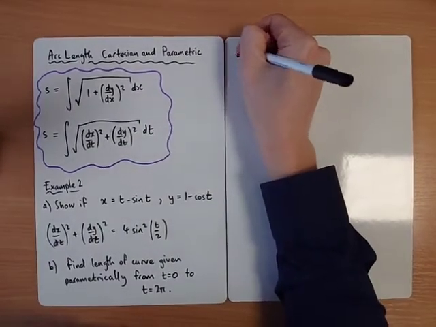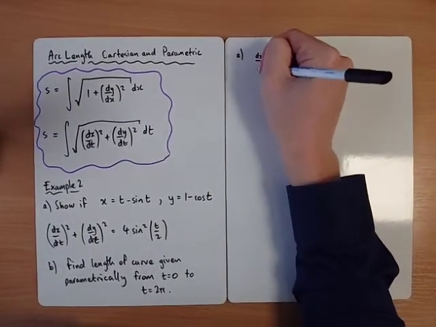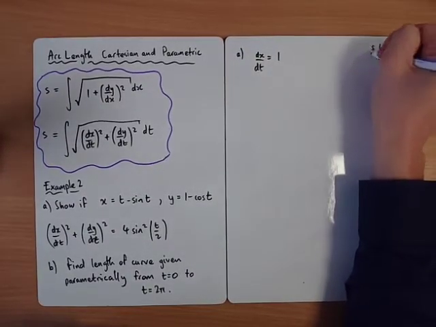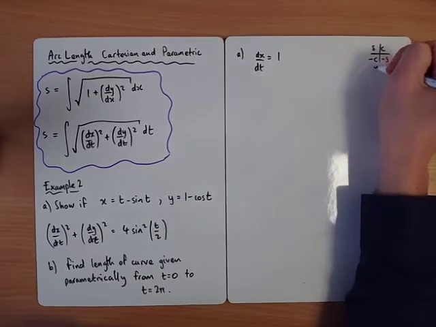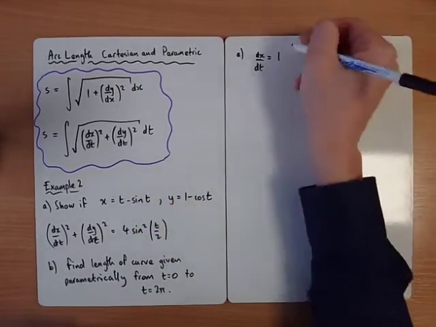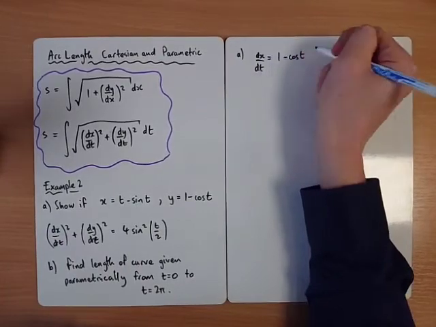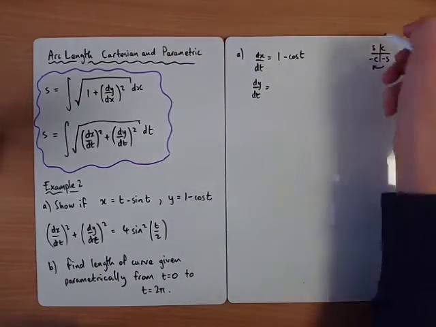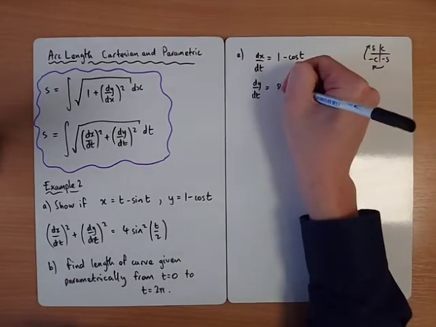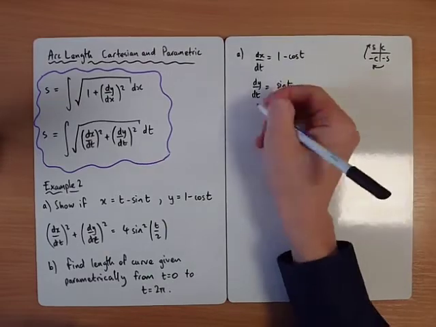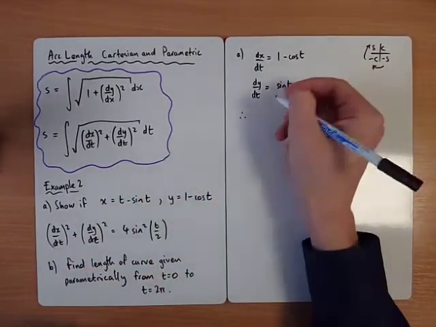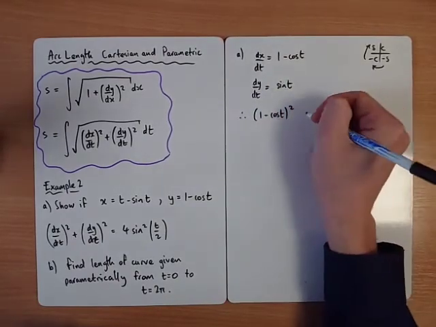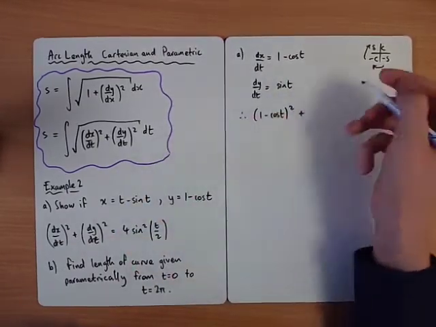But let's start with part A. So we've got dx by dt. It'd be 1 minus sine becomes minus cos. Dy by dt, so minus cos goes to sin. So we've got dx by dt squared, which would be 1 minus cos t squared. Dy by dt squared, which would be sin squared.